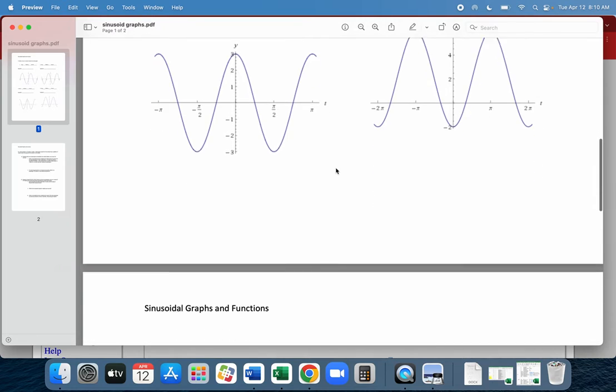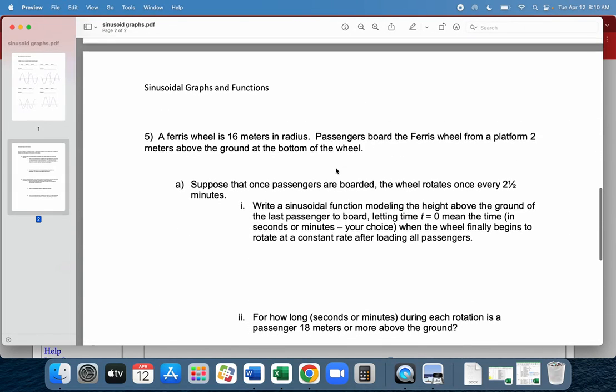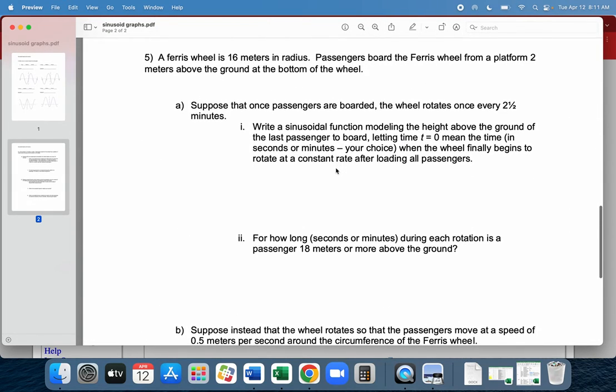All right, then let's talk about the Ferris wheel stuff on the back. Got a Ferris wheel that has a 16-meter radius. Passengers board the Ferris wheel from a platform that's 2 meters above the ground at the bottom of the wheel. And once everyone's boarded, the wheel rotates once every 2.5 minutes. Okay, so that's a lot of details.